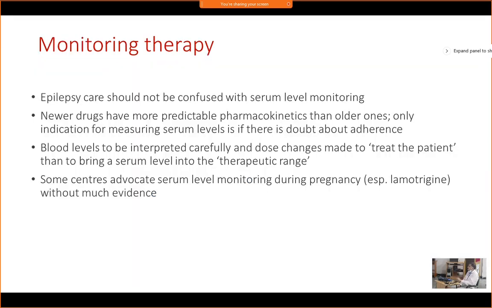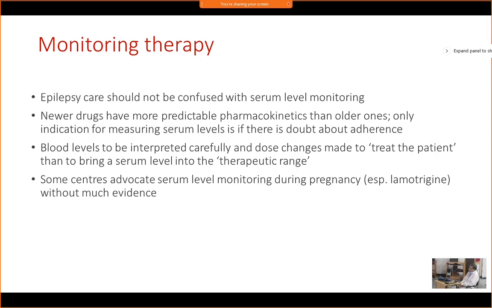How to monitor the therapy? In the US, they are very strict and enthusiastic in going for the blood levels of these drugs. In India, we rarely go for drug level monitoring except in some of the apex centers as a research tool. In the UK, which we follow, they are also not very keen to monitor the drug serum levels except under certain reasons. So epilepsy care should not be confused with serum level monitoring. This is the statement that I would like to put in here. That means you don't try to treat the person by simply monitoring the levels.